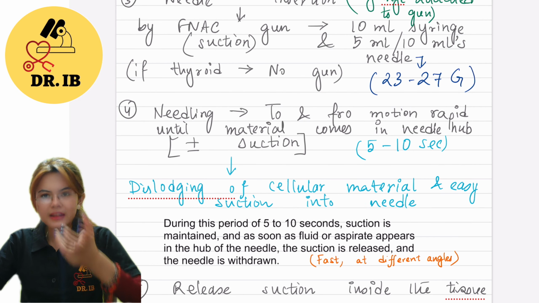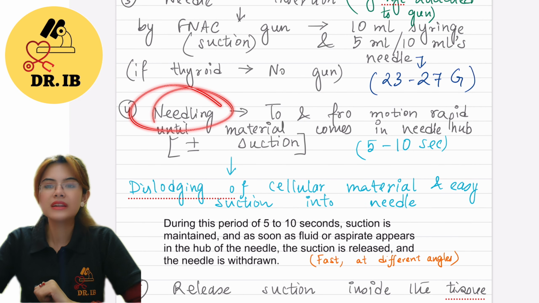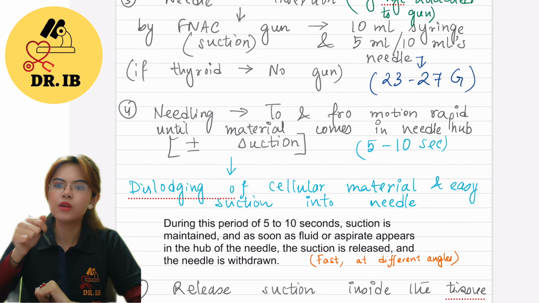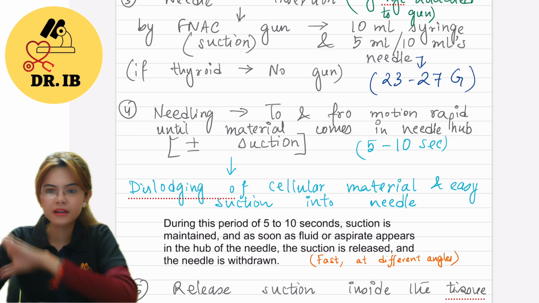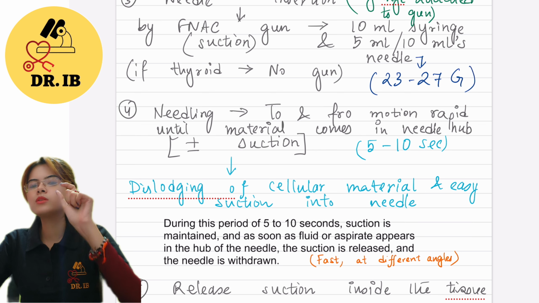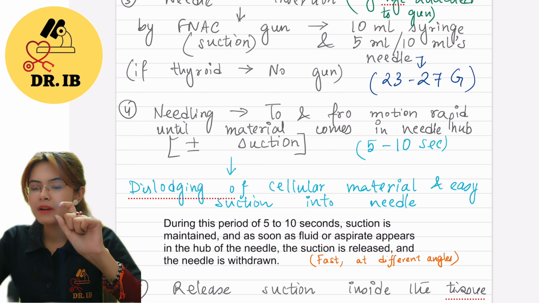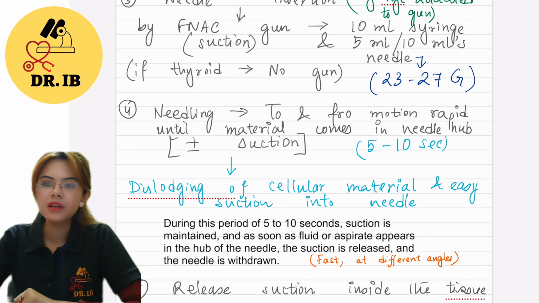Okay, so that is what I'm telling you, that you have to do the needling procedure, which we call the to and fro motion. You have to do needling at every angle, until you see that the material is seen in the hub of the needle.